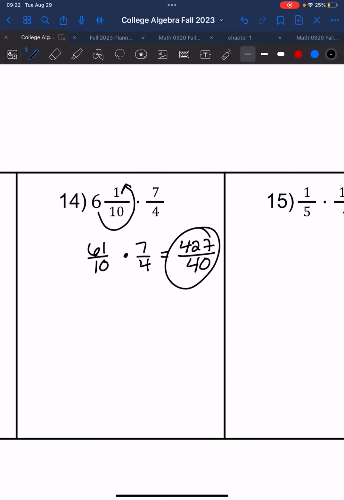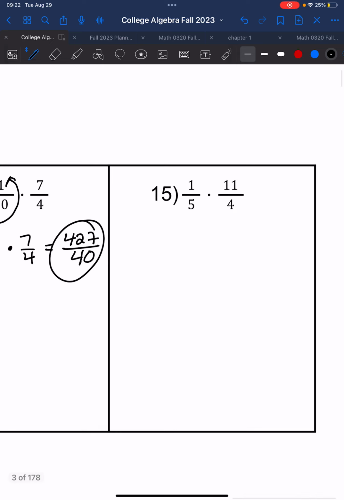Okay, and then lastly on 15, we don't have anything to turn into an improper fraction. Notice that that second fraction is already improper. So we have 1/5 times 11/4. Again, we're just multiplying across. 1 times 11 is 11. 5 times 4 is 20. 11 over 20 cannot be reduced, so this is our answer.